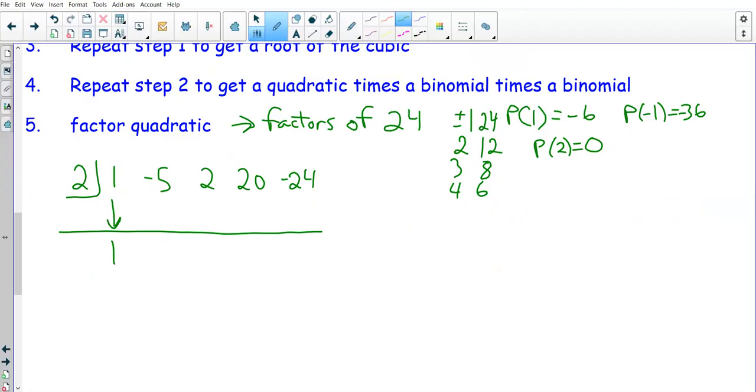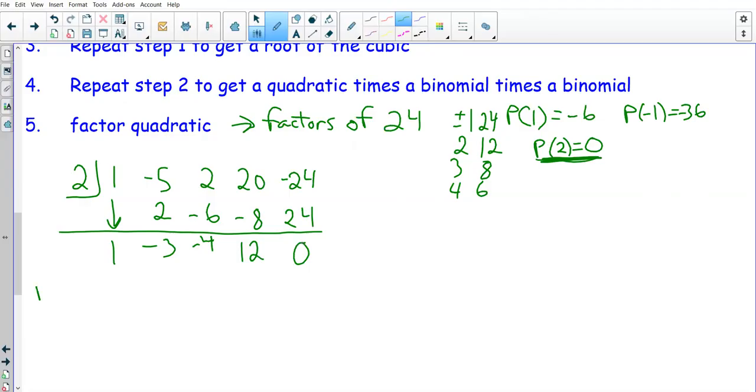Right? And we just saw, using the remainder theorem, we know that when a is equal to 2, the remainder is 0. All right, so 1 times 2 is 2. That gives me -3. 2 times -3 is -6. So that gives me -4. -4 times 2 is -8. That gives me 12. 2 times 12 is 24. And look at that, remainder is 0.